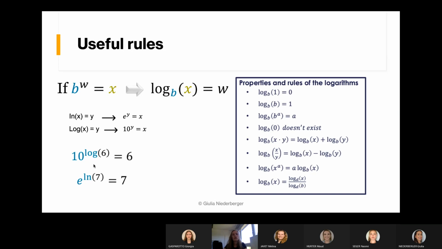And also something important, if you have e raised to ln, ln basically means logarithm with the base of e, and they cancel each other out. That can be very useful at the exams to solve certain things. And same thing for 10, if you have the logarithm of 10, basically any logarithm, if you have the base here, like 10, and logarithm to the same base, they cancel each other out, and you're left with 6, like here.